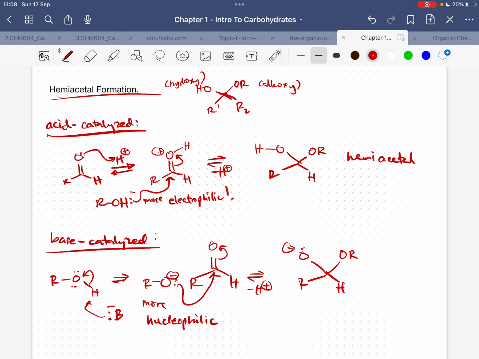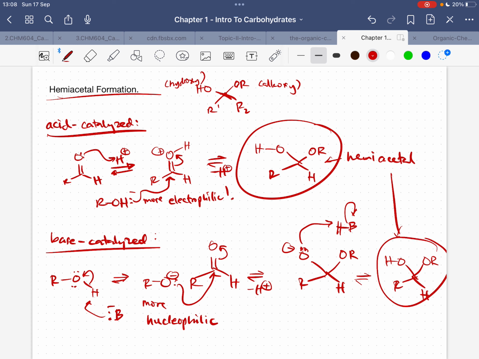And this oxygen will protonate itself, and the base will abstract a proton, so it becomes now a conjugate acid. So the conjugate acid will be deprotonated. So you now have a hemiacetal. These two groups are hemiacetals. Okay? So that is the basis of the formation in cyclization.